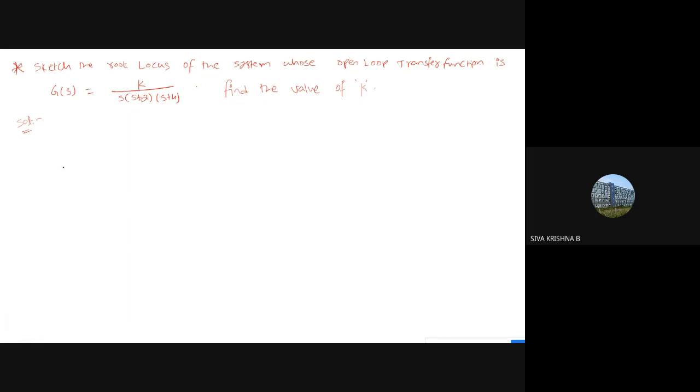So does this have simple poles and zeros, or are there any complex things here? Looking at this, does it have simple poles or complex things? Please respond. Complex. Do you have complex poles here?